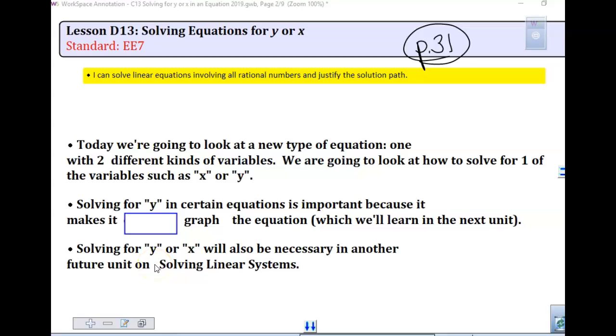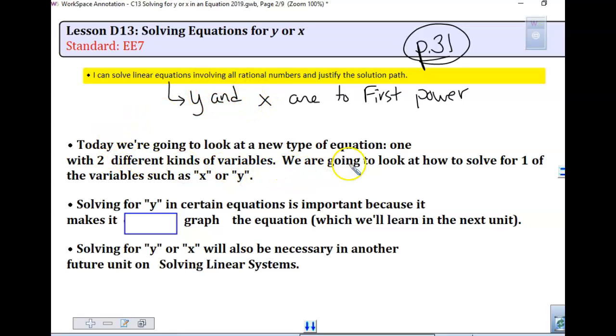Rational numbers and justify the solution path. All right, so our ICAD is linear equations. Linear equations mean that the y and x are to the first power. So your variables are to the first power, meaning there's not a squared or a cube. They're always to the first power, okay?